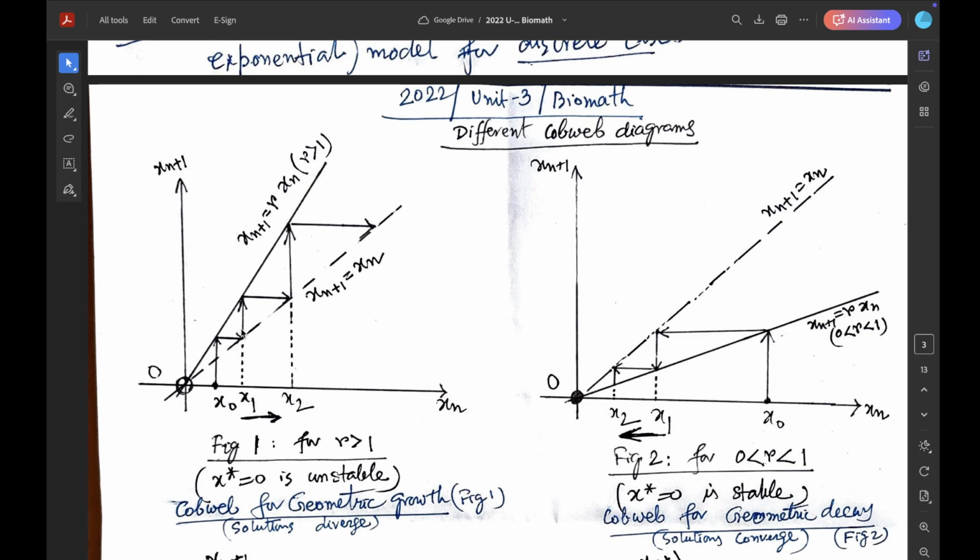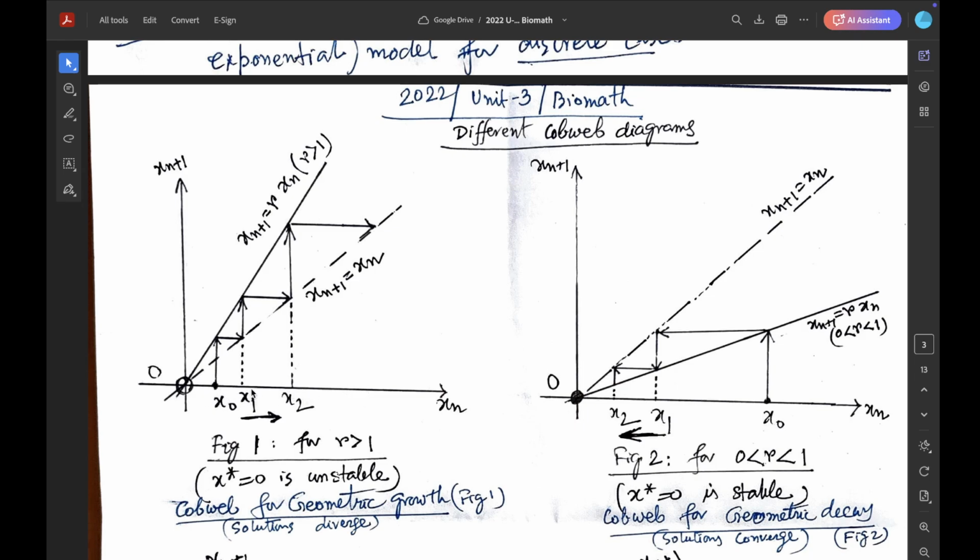Next we draw the vertical line up to the reproduction curve and then draw the horizontal line to the diagonal line, and the corresponding point on the x-axis is x_2, the next approximation of the solution. Next we draw the vertical line up to the reproduction curve, and then the horizontal line up to the diagonal line. Now the corresponding point is x_3. So the solution set is x_0, x_1, x_2, x_3.